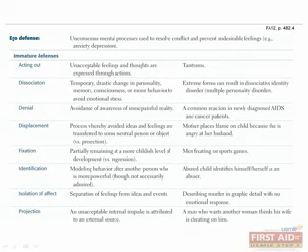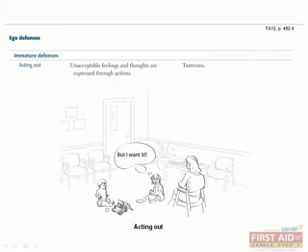Let's start with the immature defenses. Acting out is quite literally what it sounds like. Imagine a child having a tantrum because they aren't allowed to have candy. This is basically an immature way of expressing their inner frustration.